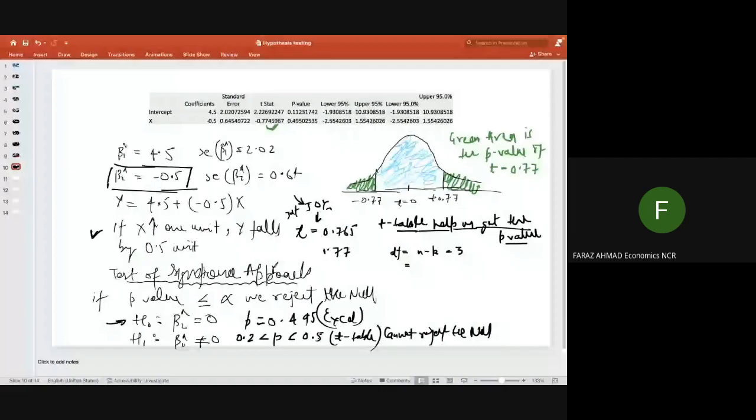So when our beta 2 hat is actually 0, we will not interpret this number, that if x rises by 1 unit, y falls by half a unit. We will not make this statement when we are doing our research. Of course, in an exam, if I ask you to just interpret beta 2 hat, you have to write this statement, right?